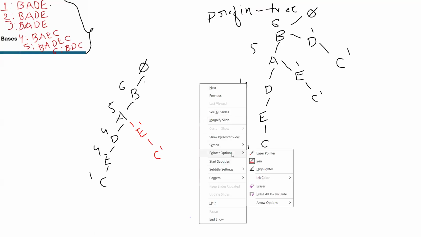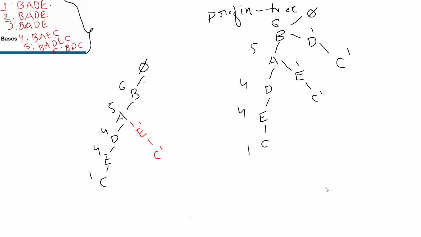And what is the other branch it has? The other branch it has is D and C. After B, it has D and C. The counts are 1 and 1.